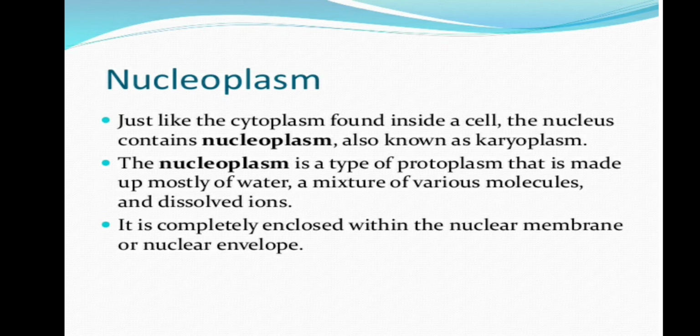Nucleoplasm is just like cytoplasm, the dense jelly-like fluid which is suspended in the nucleus. It is also known as karyoplasm because the word karyon represents nucleus. So this is the plasma of the nucleus, known as karyoplasm or nucleoplasm. Nucleoplasm contains mostly water, molecules, and dissolved ions.